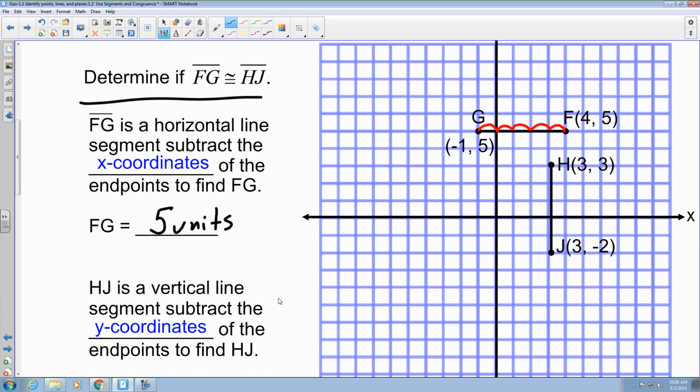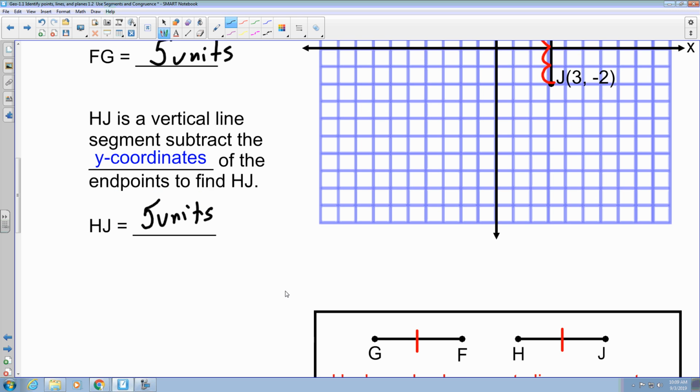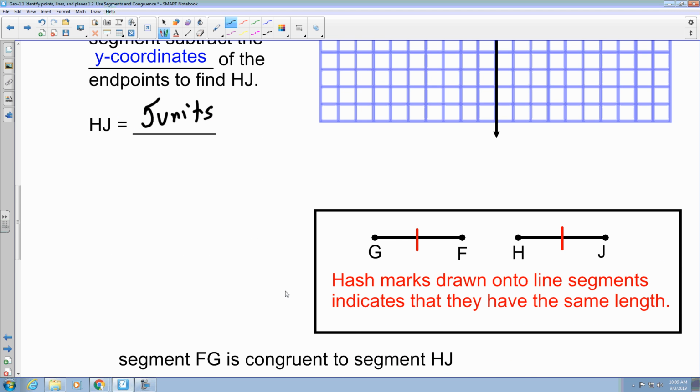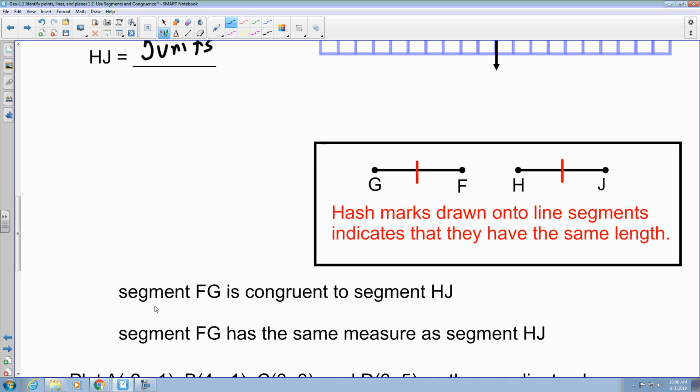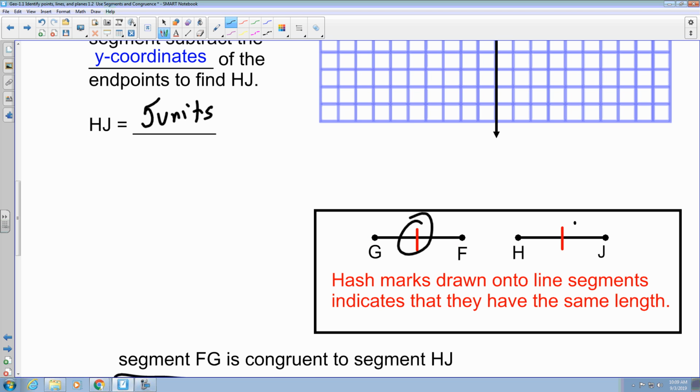And HJ is a vertical line, so you could subtract the y coordinates, or you can just count like this: 1, 2, 3, 4, 5. And again, this is also 5 units. So both of them are 5 units. We can now make the assumption that FG is congruent to HJ. And if you look here, they have these dash marks. Those dash marks help us represent line segments that have the same length.